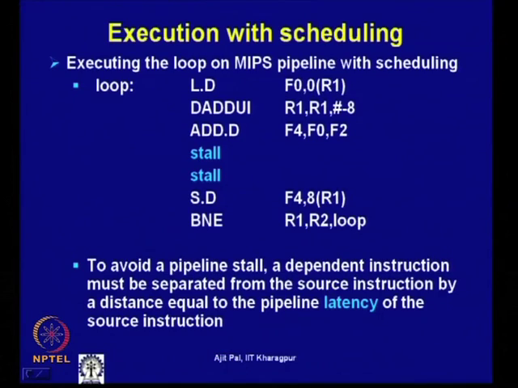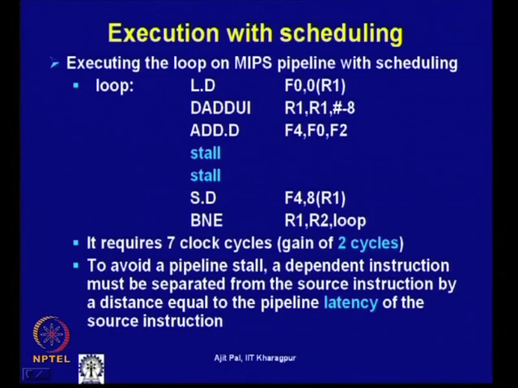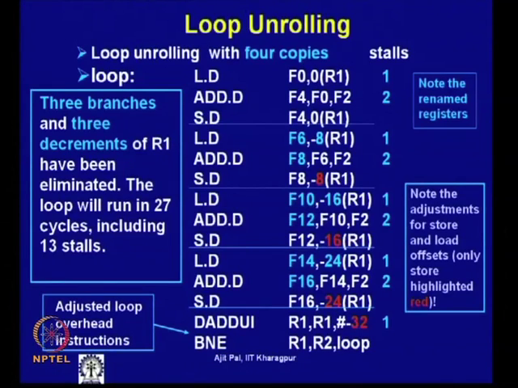So, the loop will be unrolled several times, maybe twice or thrice or four times, and then you have enough number of instructions in your straight line code, they can be rescheduled, and you will be able to overcome the stalls. Let us see how the loop unrolling is being done. So, here the loop unrolling has been done, and you have got four copies.